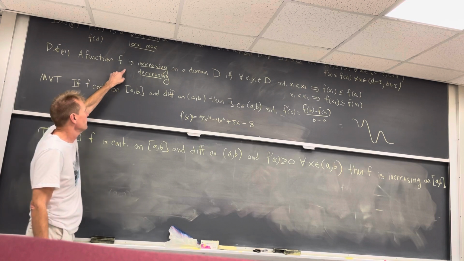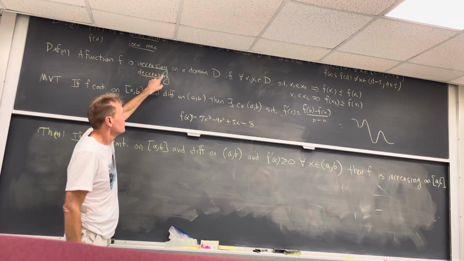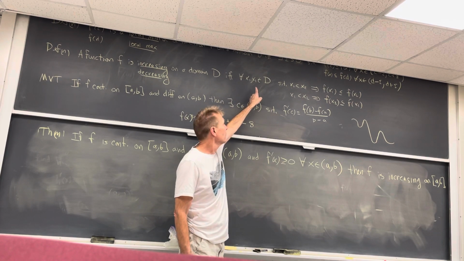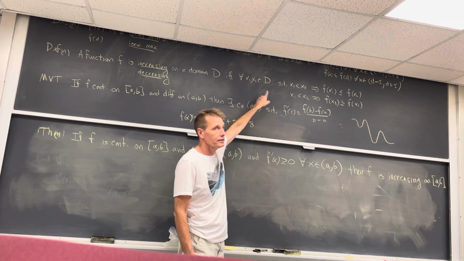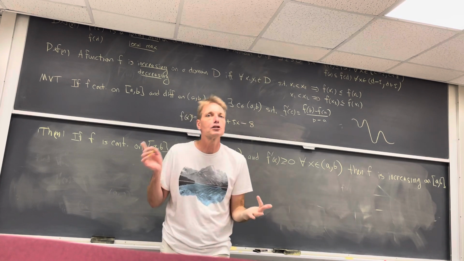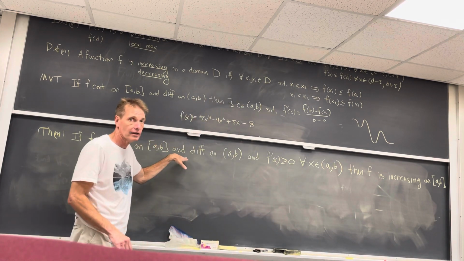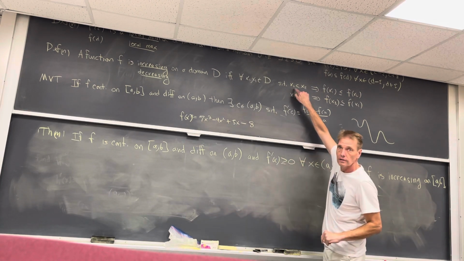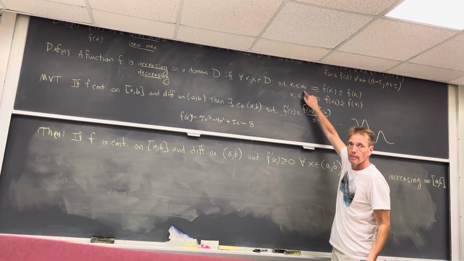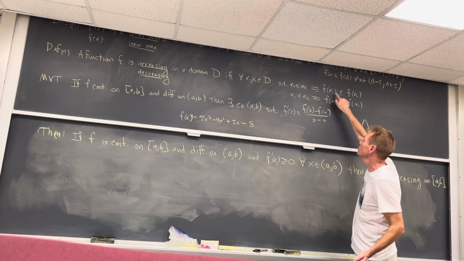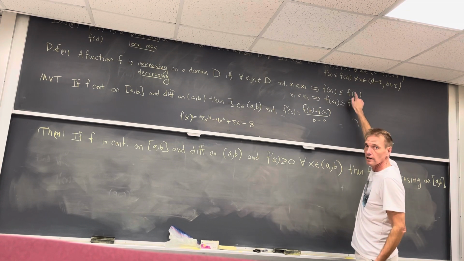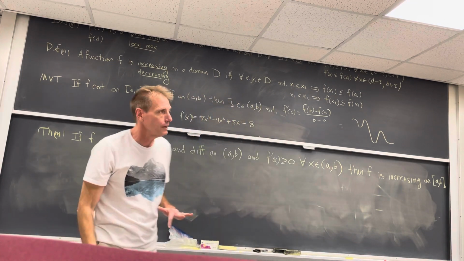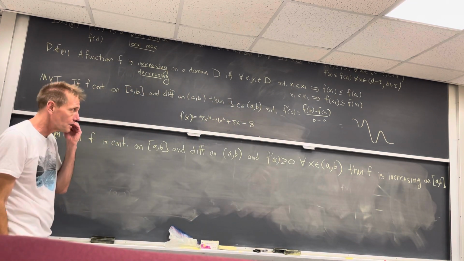A function f is increasing on a domain D if and only if, for every x1 and x2 that's an element of D, such that x1 is less than x2, we must reach the logical conclusion that f of x1 is less than or equal to f of x2. So we have to show that this holds for every x1 and x2 in D. And that's not going to be easy. I mean, if you're thinking about it, that's going to be a bit of a challenge.